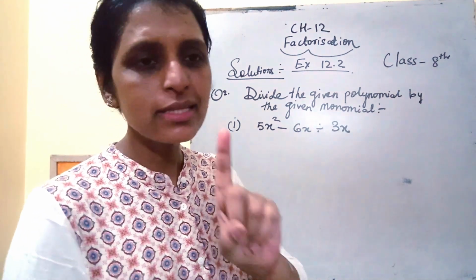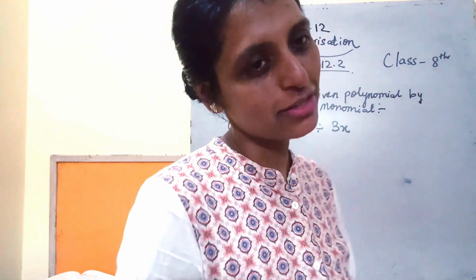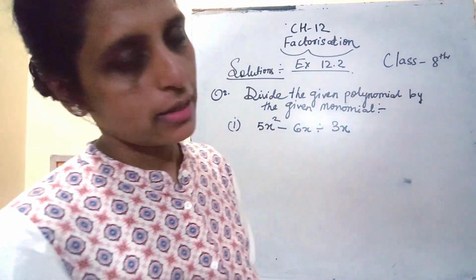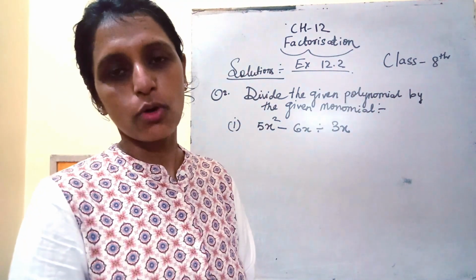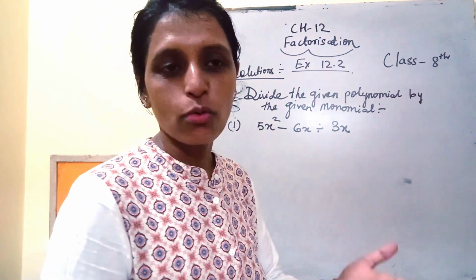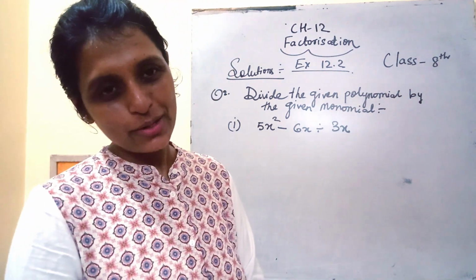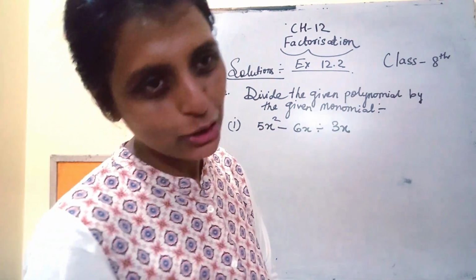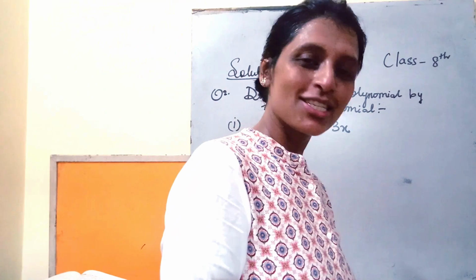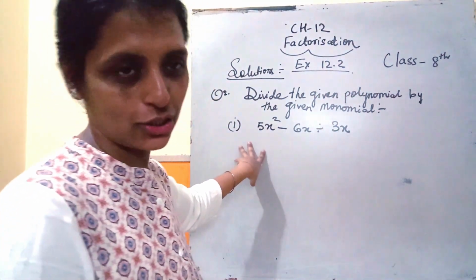Monomial means having a single term, any algebraic expression containing one term, and those algebraic expressions containing more than one term are all called polynomials. In this, binomials, trinomials and all these come. So all these polynomials mean algebraic expressions containing many terms. Okay, so proceeding to the solution.